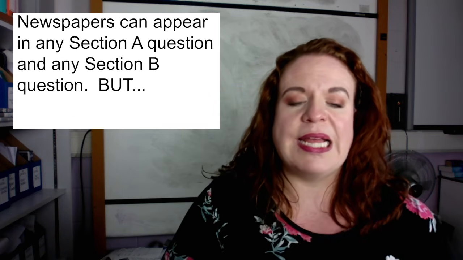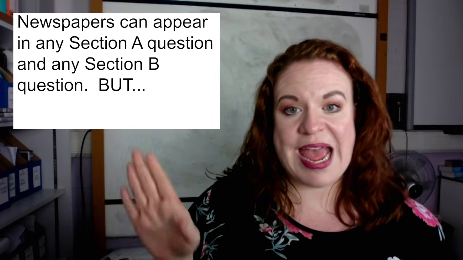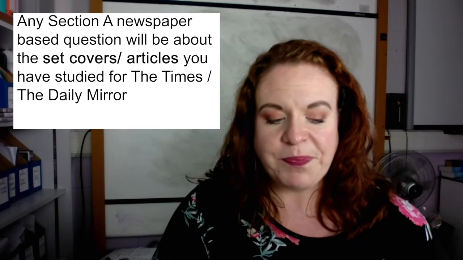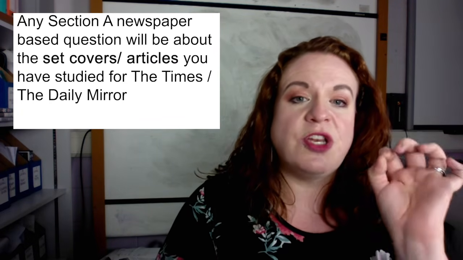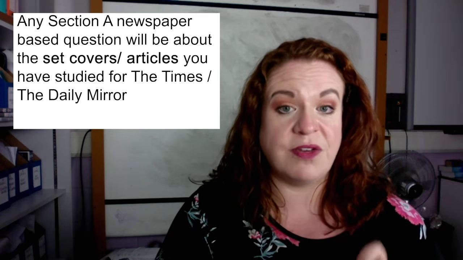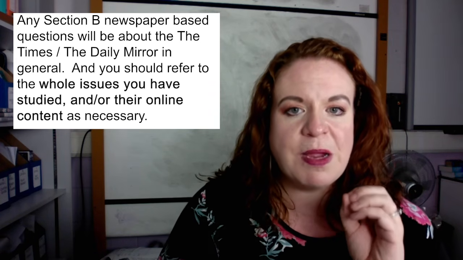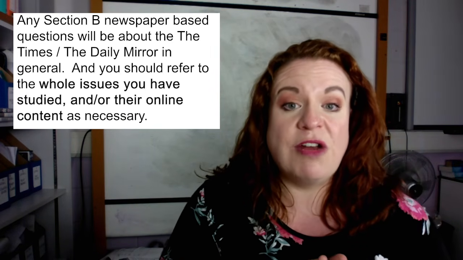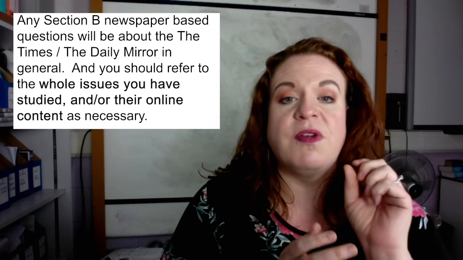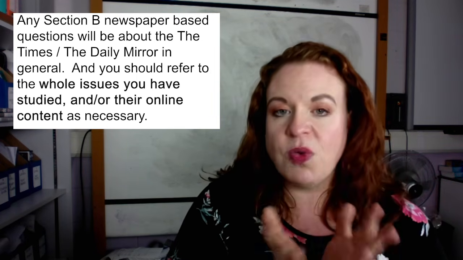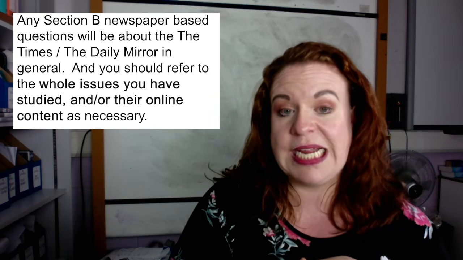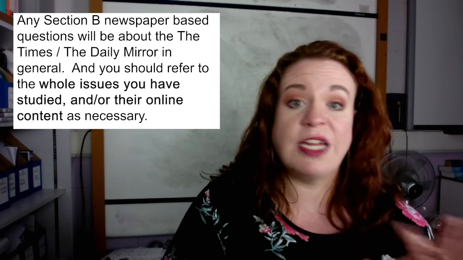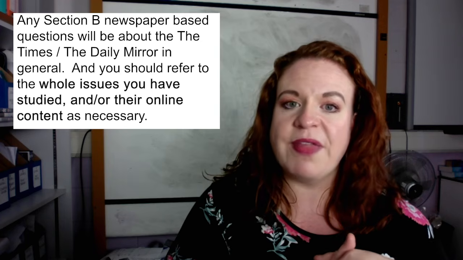It's also worth remembering that newspapers appears in both section A and section B, and this is what confuses some students. If you get newspapers in section A, it will be about your set newspaper covers or articles that you have studied for the Daily Mirror or the Times. If newspapers comes up in section B, you will be talking about the Daily Mirror or the Times in general, and the examples you should be using are either from their websites or from an entire issue or edition of the paper that you have read or studied, rather than the set covers that you're using for section A. And that's quite tricky to remember, so just be aware of that.